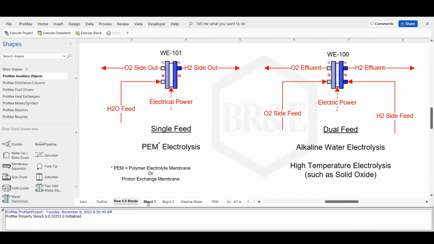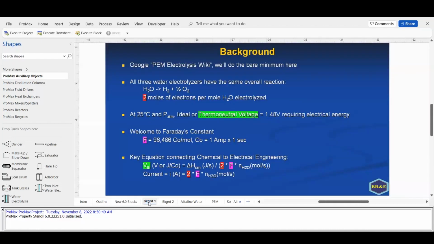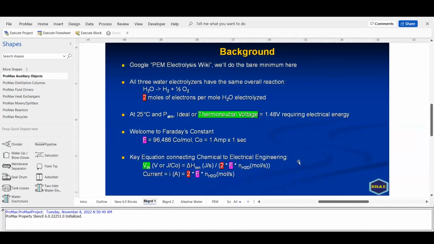So to go into a little bit of background on electrolysis, the first thing that I would like you to know is that I don't want to spend a lot of time on theory in this presentation. If you want to learn more, the place where I started learning about electrolysis the best and the fastest was on the PEM electrolysis Wikipedia site. They do a very good job of explaining the key concepts, and I recommend that you go there if you want to learn more about the topic.